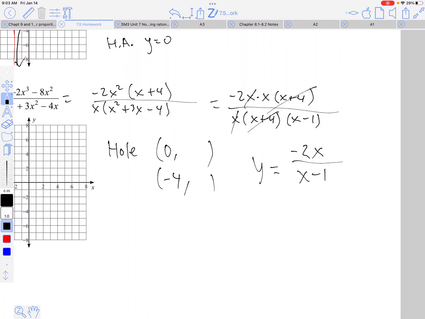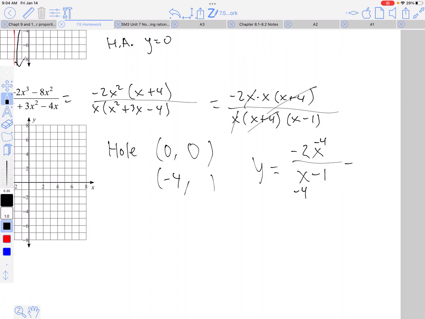And we'll first replace x with 0. So I have negative 2 times 0, which is 0. 0 minus 1 is negative 1. So it'll be at 0, 0. When I replaced it with 0, I got 0. So 0, 0. And then for the other one, I need to replace x with a negative 4.